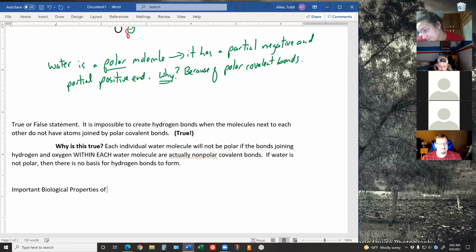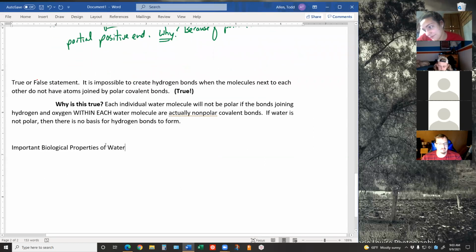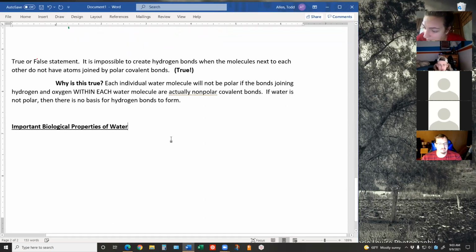Important biological properties of water. Once again, I am on pages 40 and 41, and it probably spills over into 42 as well. Some things to keep in mind when we're thinking about water: all the chemical reactions that take place in your body, the trillions and trillions of reactions happening every second in all the cells that make up your entire body, take place in the presence of water.